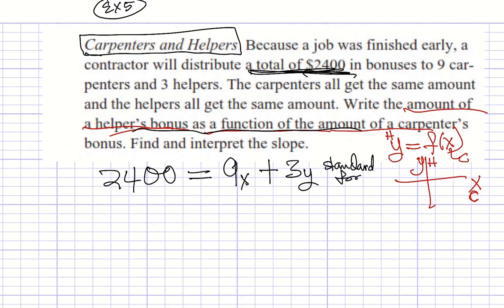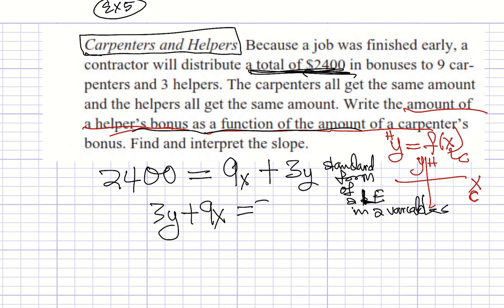Standard form of 2 equations. Well, 2 linear equations in 2 variables, okay? You see that, 2 linear equations in 2 variables. So that's all that means. So basically we can write it like this. We can write it as 3y plus 9x is equal to 2400.